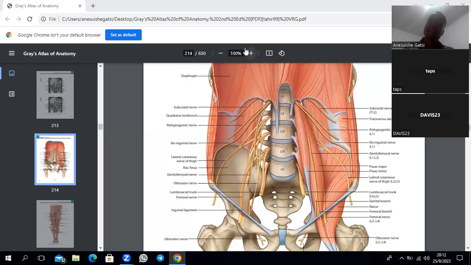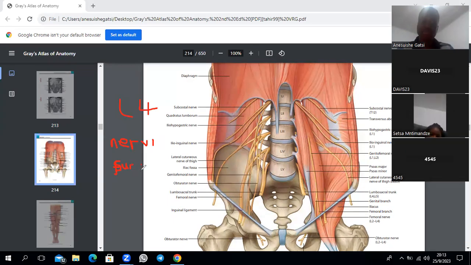Then L4. I said it's going to be part of both your lumbar plexus as well as your sacral plexus, so it somehow connects the lumbar plexus to the sacral plexus. So we call it the nervus furcalis, meaning the connecting trunk. If you ever see this word, it's just referring to L4, because L4 is common to both your lumbar plexus and your sacral plexus.